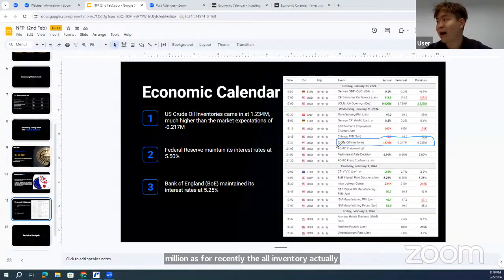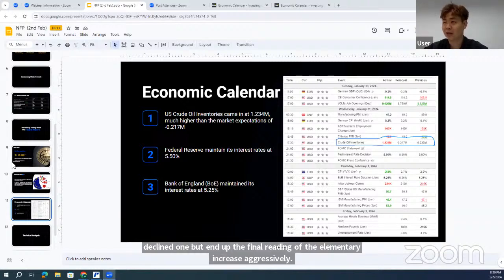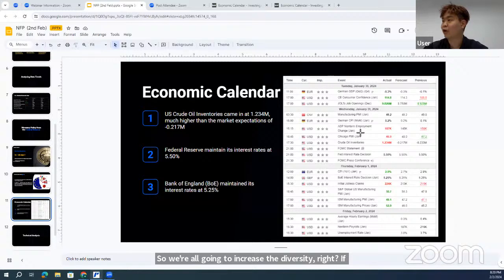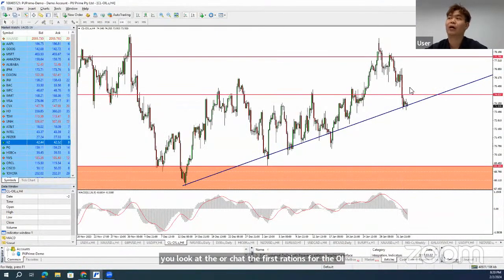And then the increment is also much higher than the market expectation, which was a decline of 0.217 million. So economists expected the oil inventory to decline, but the final reading of the oil inventory increased aggressively. When oil inventory increased aggressively, if you look at the oil charts, the first reaction for oil was to drop aggressively. So this is how we need to understand economic data.